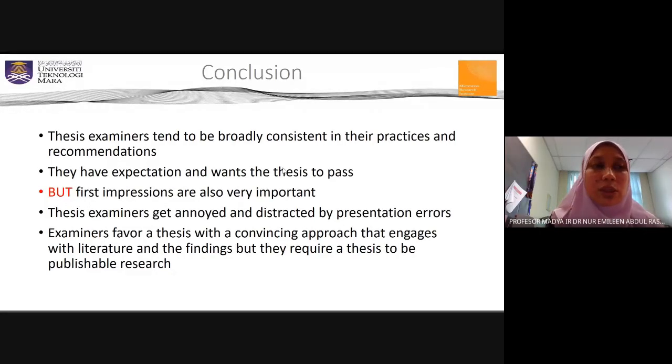lebih kurang je dia punya the way of the examine the thesis. Report memang more or less the same, dia akan looking for the same thing. Cuma inconsistency like I said adalah result dia. The output whether it's fail, major or minor. But whatever it is, the first impression is important.